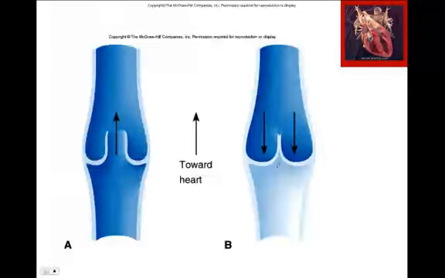This is just showing you those one-way valves. So we have those nice one-way valves, and because pressure is lower, that will keep the blood from flowing backwards and keep it flowing towards the heart.